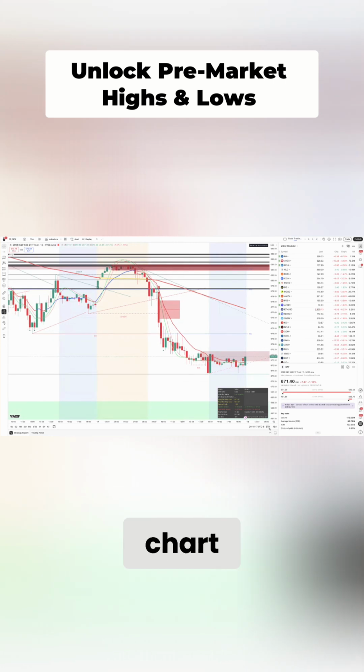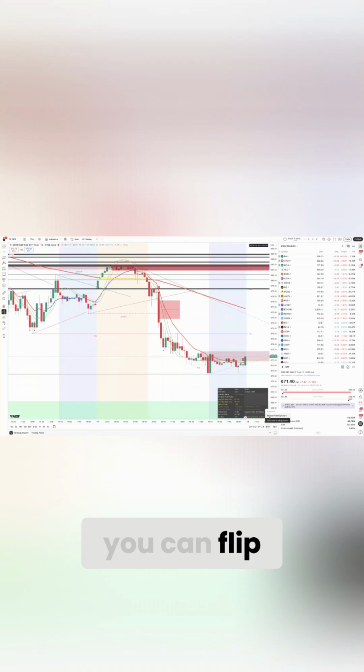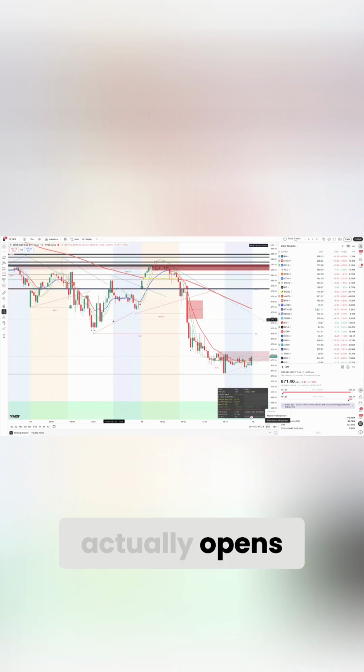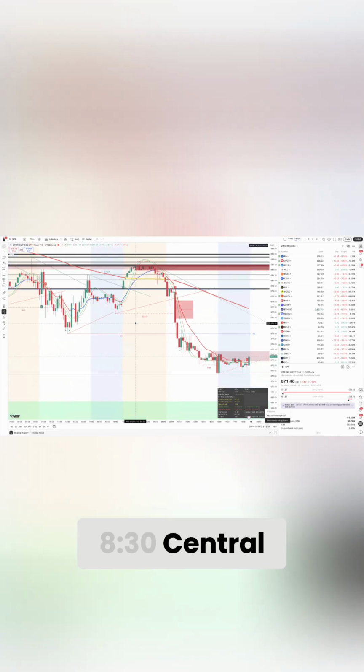On your TradingView chart, down at the bottom where it has ETH, you can flip between regular trading hours and extended trading hours. Extended trading hours just shows you pre-market, before the market actually opens. In Central time the market opens at 8:30, right? But pre-market opens early, around 3 a.m. or so.